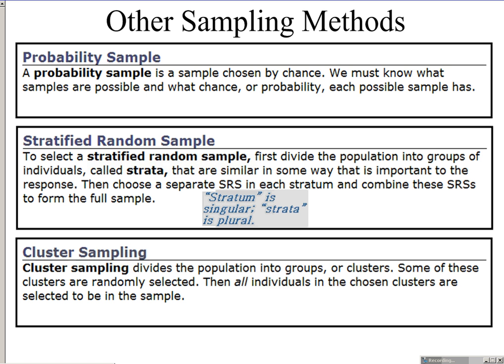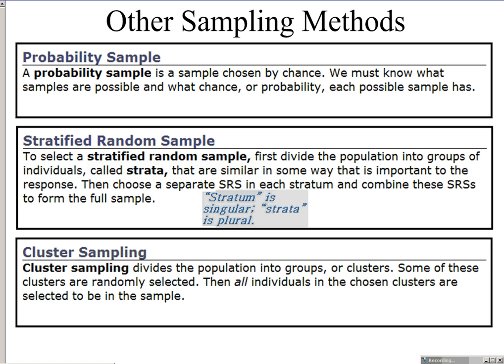A stratified random sample. To select a stratified random sample, you first divide the population into groups of individuals called strata that are similar in some way that is important to the response. Then you choose a separate simple random sample within each stratum and combine these simple random samples to form the full sample. For instance, if I knew that there was a difference between males and females in how they were going to respond, and I wanted to make sure I don't have a bunch more males in my sample than females, we could stratify on gender.